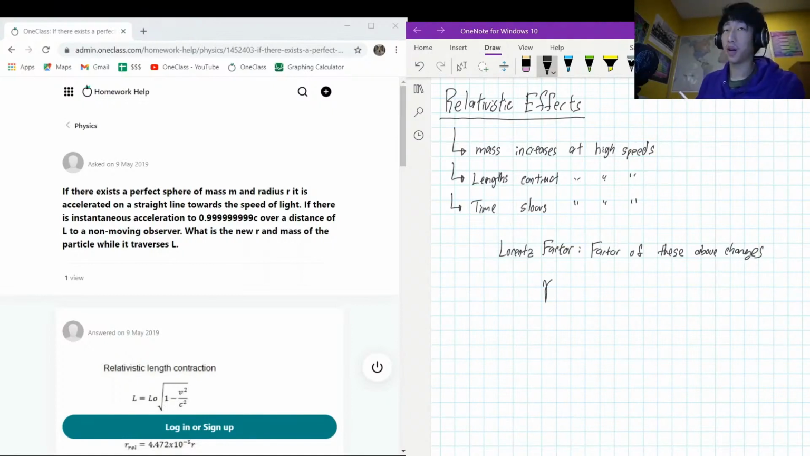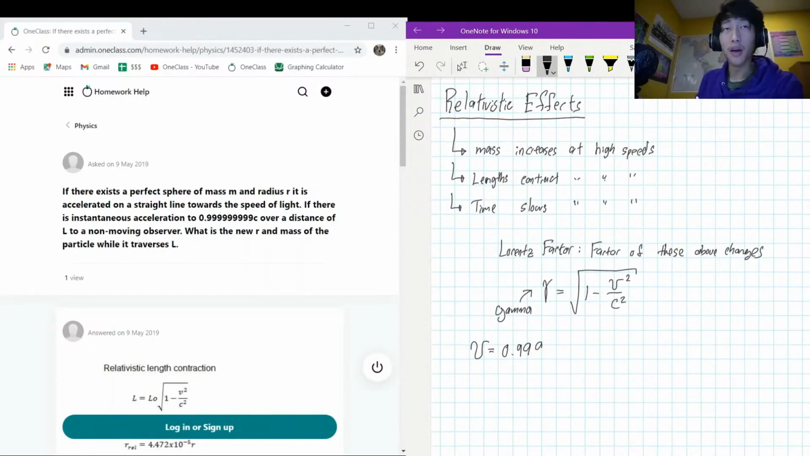So it's represented with the Greek letter gamma, which pretty much just looks like an upside down cursive L. And this is going to be, under the root, 1 minus the velocity over the speed of light, and those are both squared: v squared over c squared. Okay, so that's gamma. So, to a non-moving observer, things moving close to the speed of light are going to get smaller. Lengths contract.